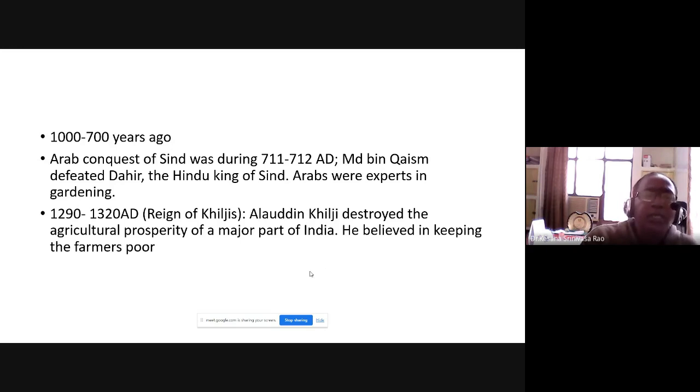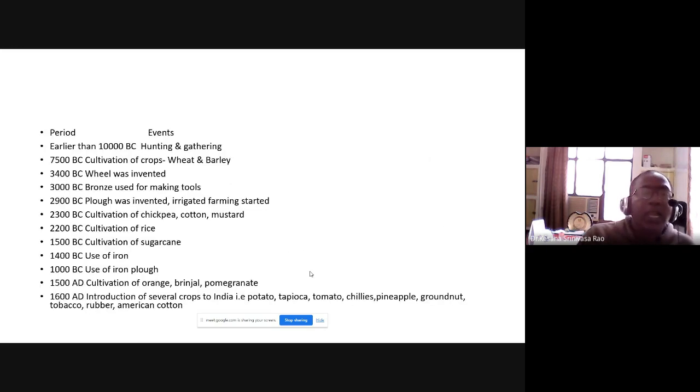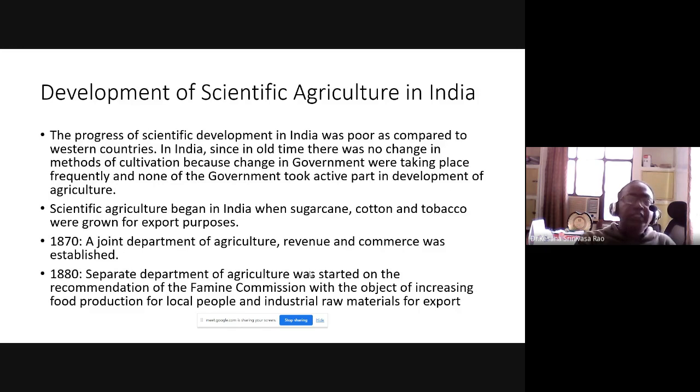After that, there are the Khiljis, and the events which took place, which I have mentioned up to 1600 AD. Then came the development of scientific agriculture in India. From here onwards, this is the most important segment which took place in India.